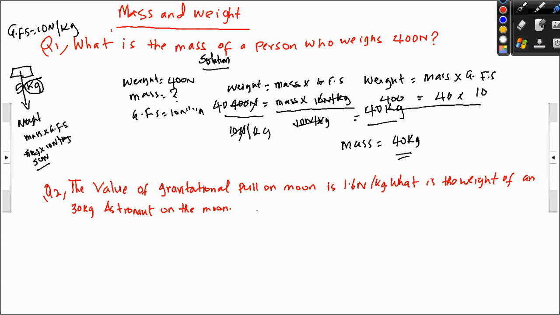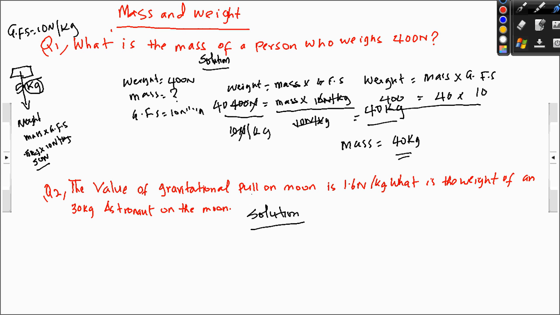So now let's move to the next question. It says the value, now this person to be considered here is not on the Earth's surface, is on the moon. That was already I told you earlier. When you have a mass, the mass remains the same anywhere you are, but the weight can change depending on the location where you find yourself.